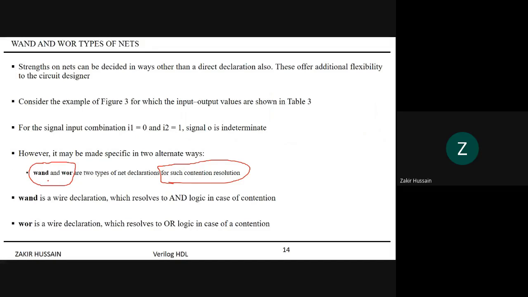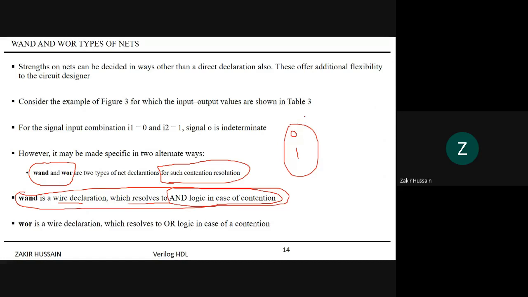Problem means solution. So WAND is a wire declaration which resolves an AND logic in case of contention. How does the WAND keyword help us? It helps us resolve the contention issue based on this. One is 0, one is 1. Based on AND logic, it resolves the problem. What is the answer for this case? It's 0. Based on OR logic, there is also a keyword, that is WOR. If one is 0 and the other is 1, what is the output? 1. So this problem is solved using the AND logic, and this problem is solved using this OR logic.